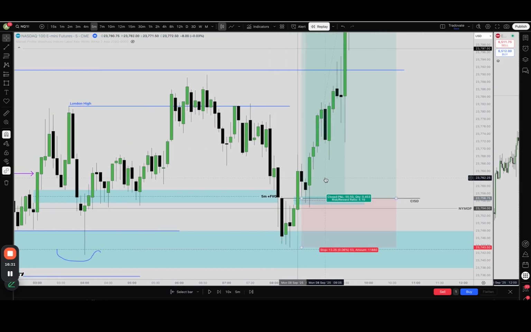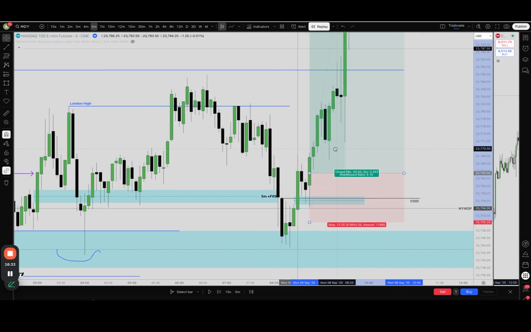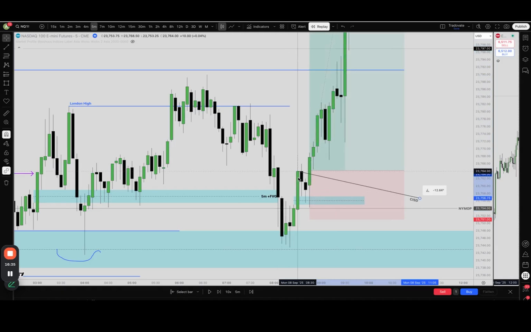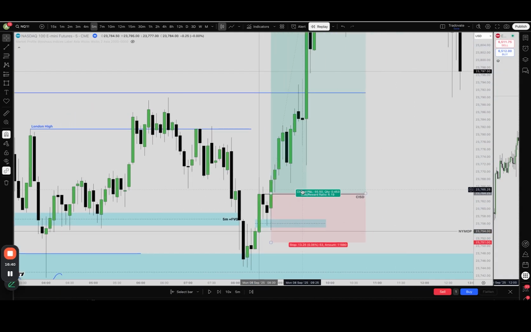Let's just say you missed this entry right here. Where can I get in? Right as price is pushing through the body of this candle, I can expect this to now have another change in the state of delivery. So I would be entering upon price pushing through here. Where does my stop loss go? Beneath this low right here.